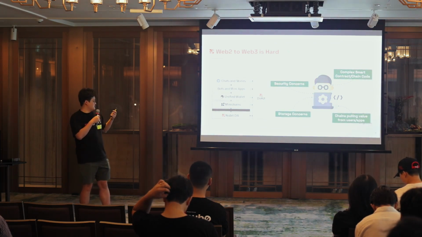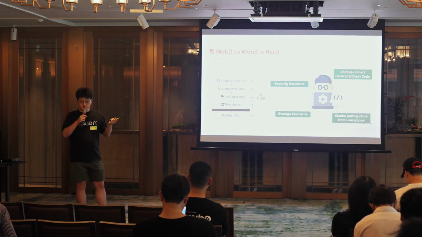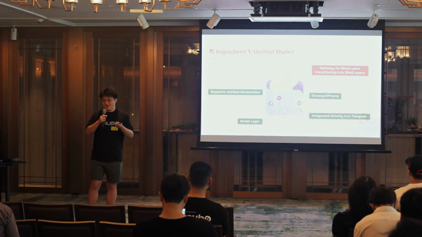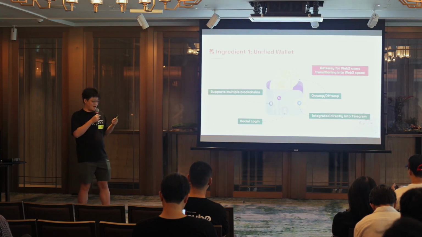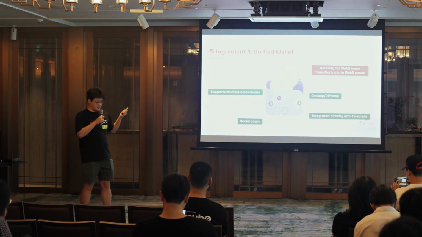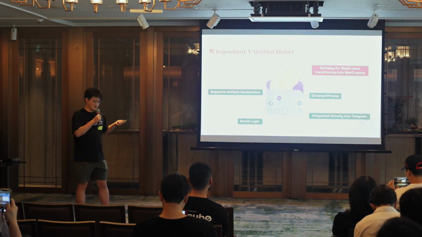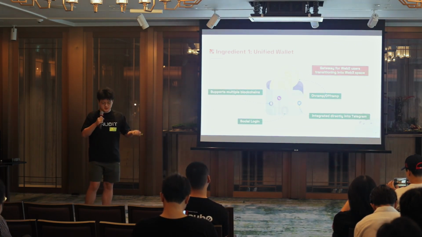To solve these problems, I want to highlight 3 key ingredients. The first ingredient is the unified wallet. You might ask, there are a lot of wallets nowadays, right? But actually, none of them satisfy all the requirements I listed there. The first requirement is that it should support multiple blockchains, so the users don't need to switch wallets whenever they want to use another blockchain.